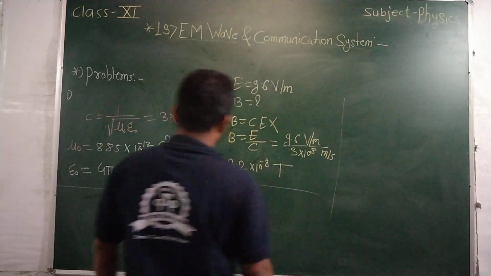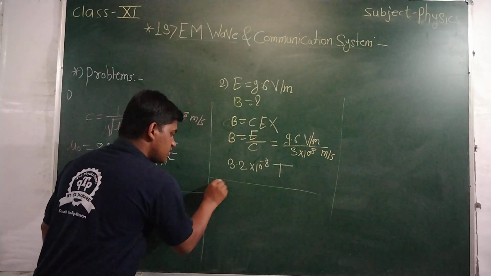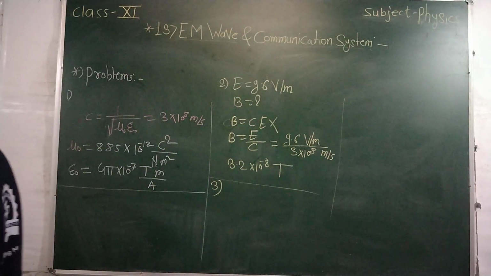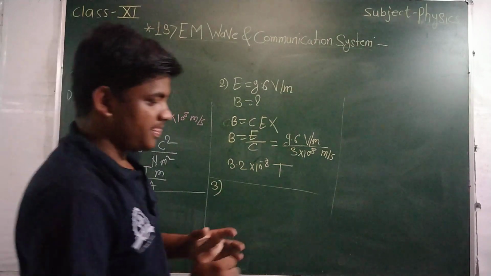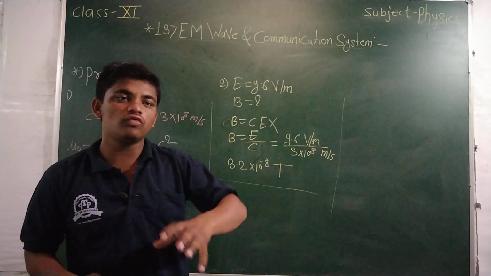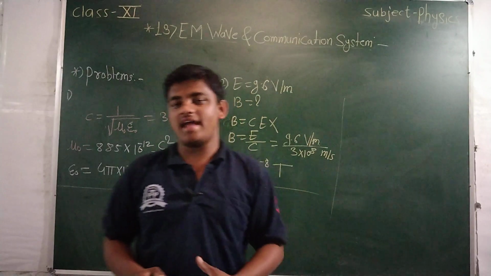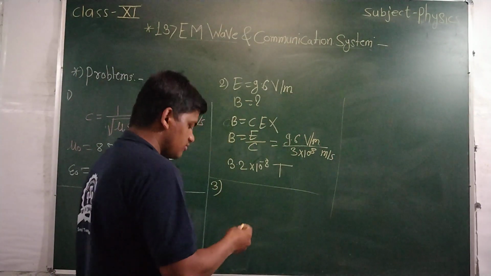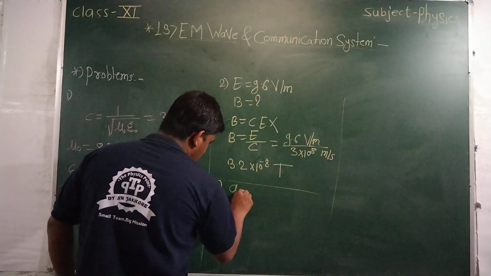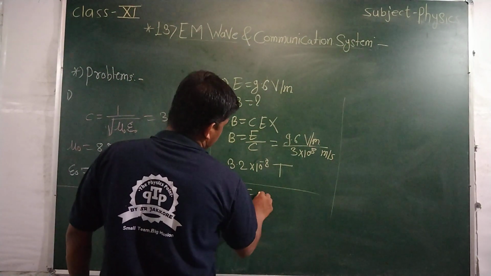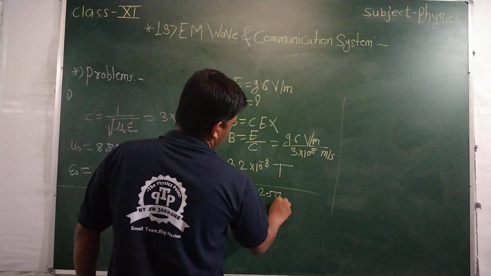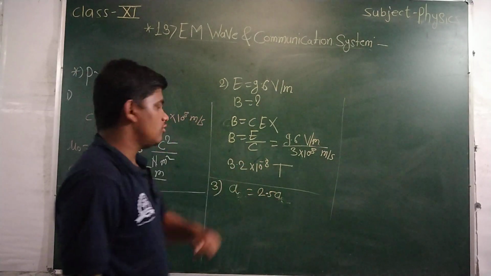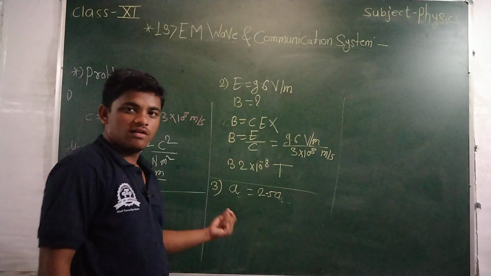This is the next problem. Next, number 3. The amplitude of the first field is 2.5 times the amplitude of the second. The second amplitude is considered A, and the first amplitude is 2.5 into A2. Then we cancel A2, so A is equal to 2.5 into A. This is the second and this is the first.